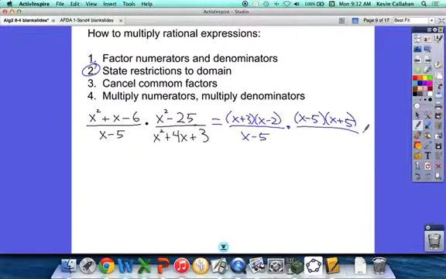Okay, x squared plus 4x plus 3. Factors of 3 that add up to 4. 3 and 1. X plus 3, x plus 1. Okay, so that's the first step. Check. Now state the restrictions. This time, the restrictions are the zeros of the denominators. Plural, because we got more than one denominator. You got to take into account both.